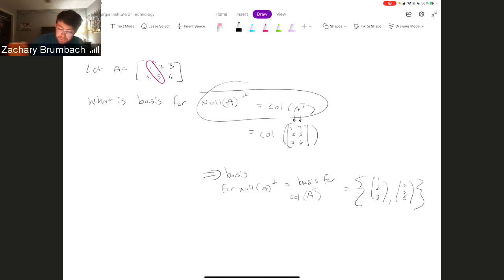Okay. And again, pretty straightforward. Switch null and column. Switch this. Think of it as just an upside down T. So you switch both of them. Okay.